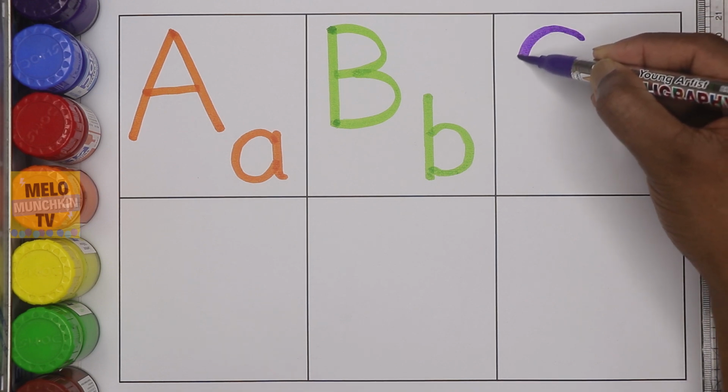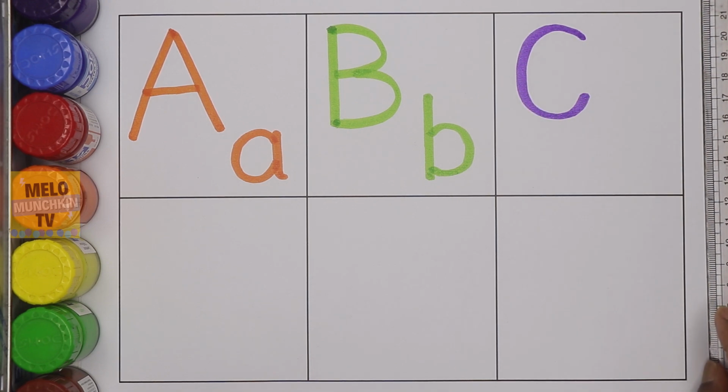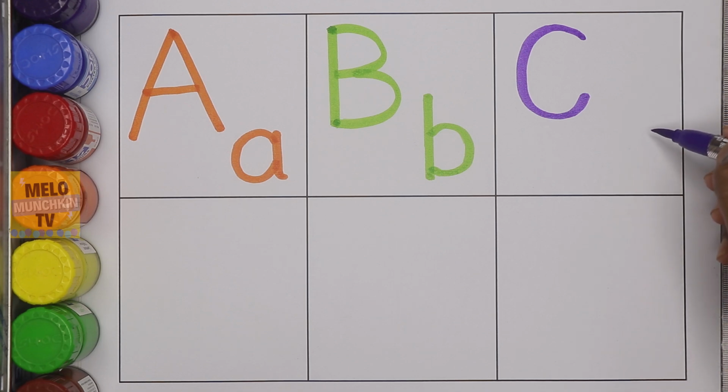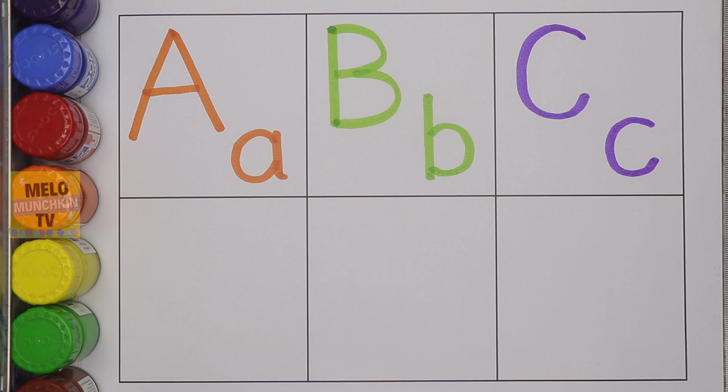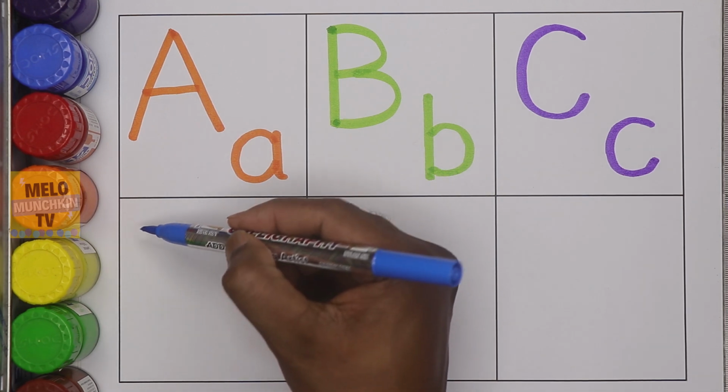Next, I'll take purple color to write the letter C. This is capital letter C. C for cat. And this one is small letter C. C for cat.